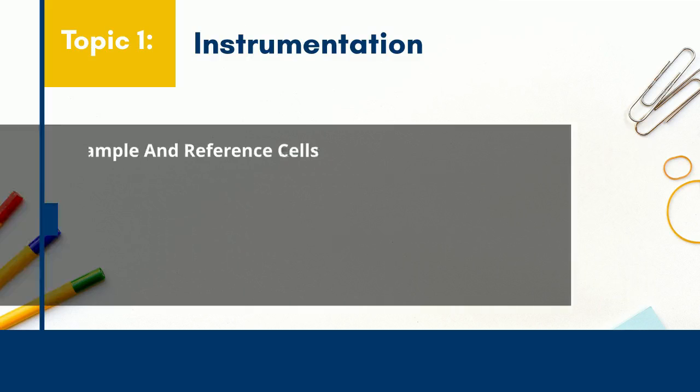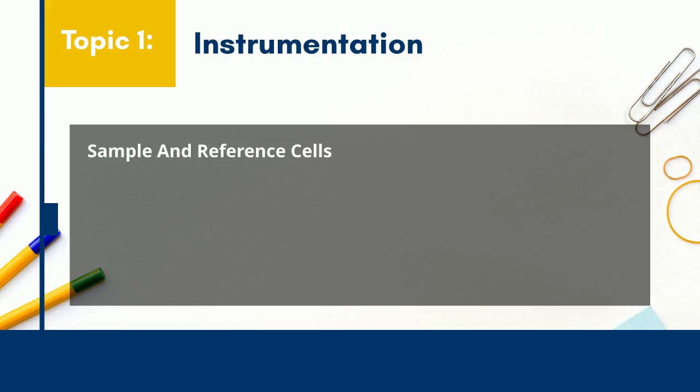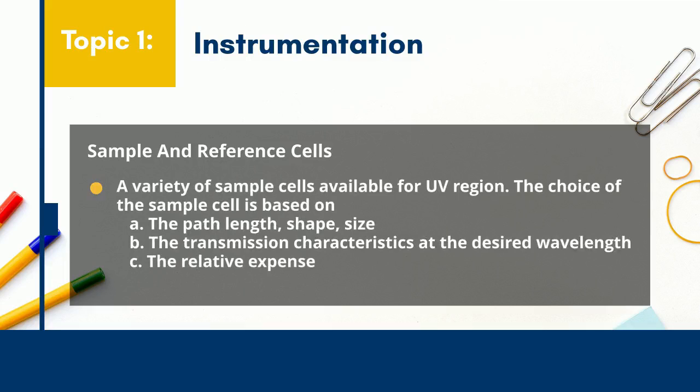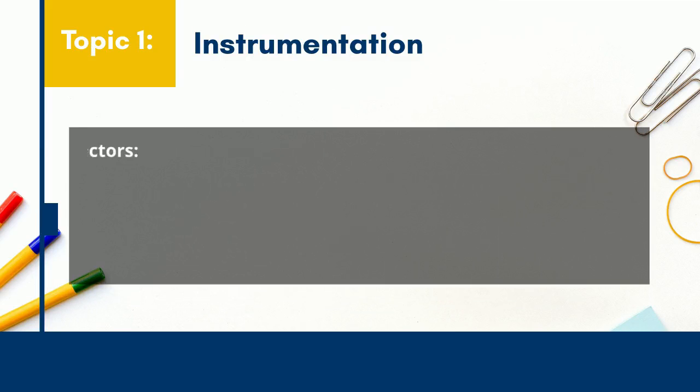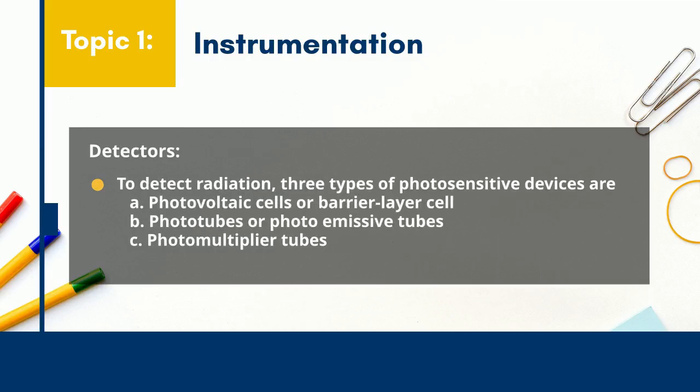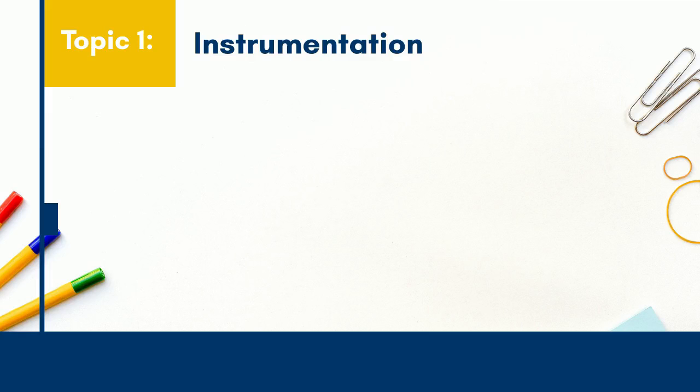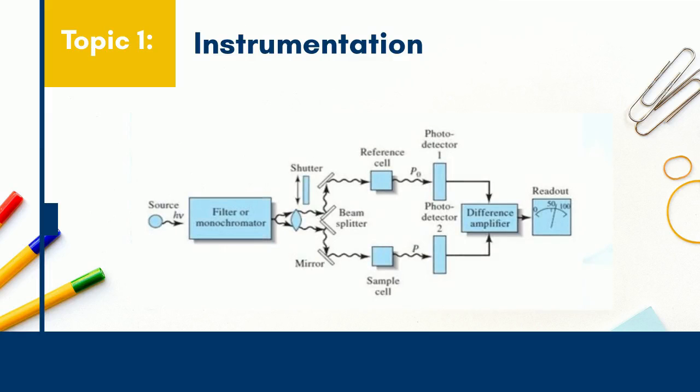Next up, we have the sample cells, also known as the reference cells. It is convenient to have the sample in the form of a solution. However, one main thing about the solvent is that it should not absorb in the ultraviolet and visible range. The detection of radiation passing through the sample or reference cell can be achieved by a couple of photosensitive devices. Here is a general instrumentation setup of the UV visible spectroscopy experiment.